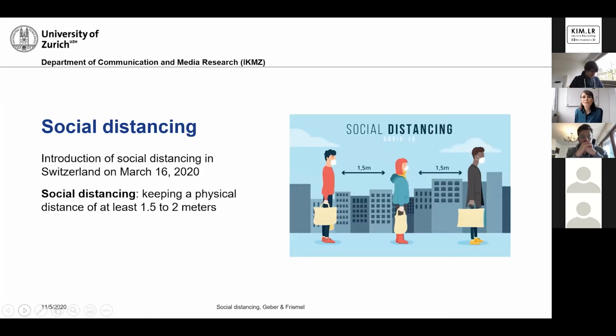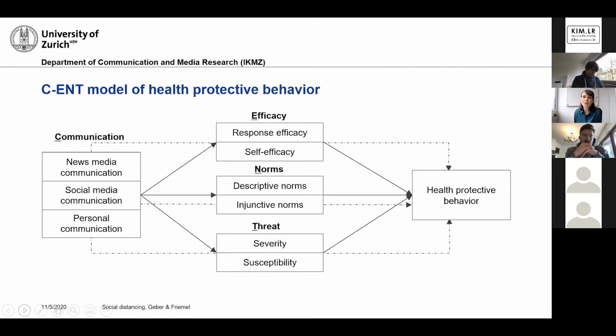Social distancing was introduced in Switzerland in March, together with the institution of the lockdown. Social distancing refers to keeping a physical distance of at least 1.5 or 2 meters. Actually, in Switzerland, it was keeping a distance of 2 meters. To understand compliance with social distancing, we developed the SENT model, which integrates communication, efficacy, norms, and threat, which together make up the SENT.